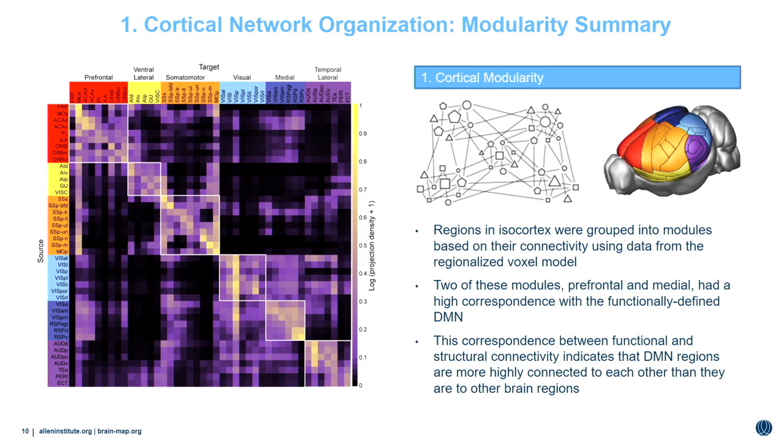And so this correspondence between the functional data and the structural data shows us that this functional network is composed of regions that are actually anatomically very highly connected, more highly connected than they are to the rest of the brain, which maybe starts to give us some hint as to what the function of this wiring pattern is. So I'm going to move on to Hannah.